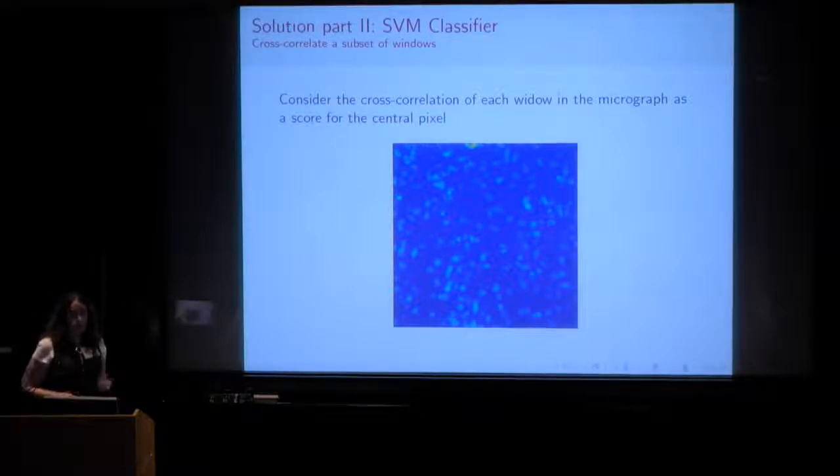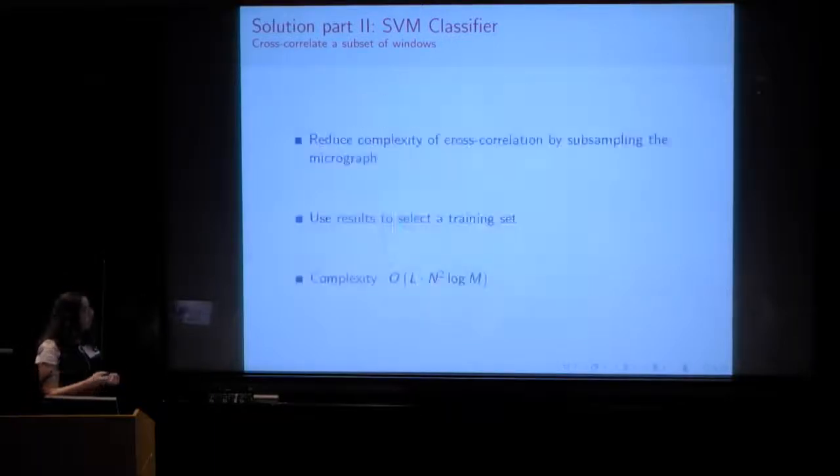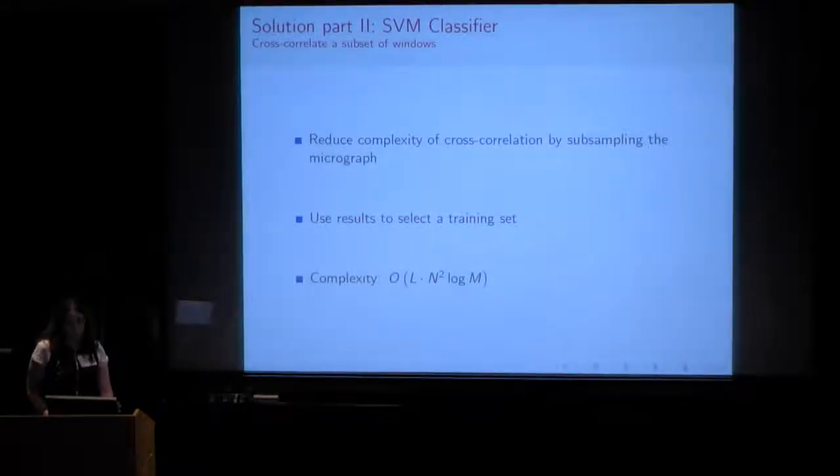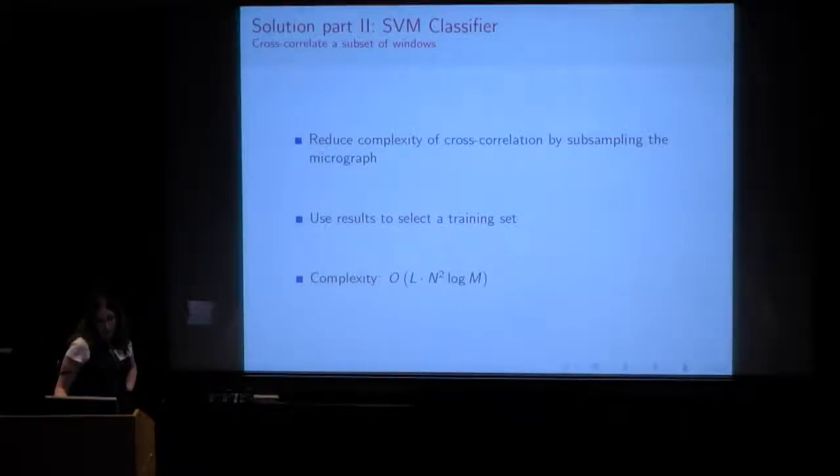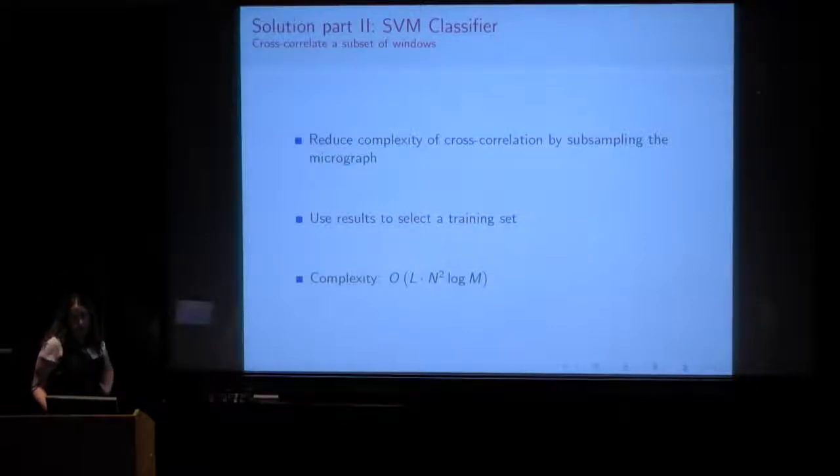We do this cross-correlation scheme just for a subset of the windows. And then we decide which windows do have a particle and which windows do have noise. And we can use that to train any classifier we want. So we can train a deep network, but we found that an SVM classifier works very well and is a lot faster to train. So once we do all this, our complexity for the cross-correlation is ln square log m. And since we don't use a lot of training examples, the complexity for the SVM classifier is a lot smaller than this.